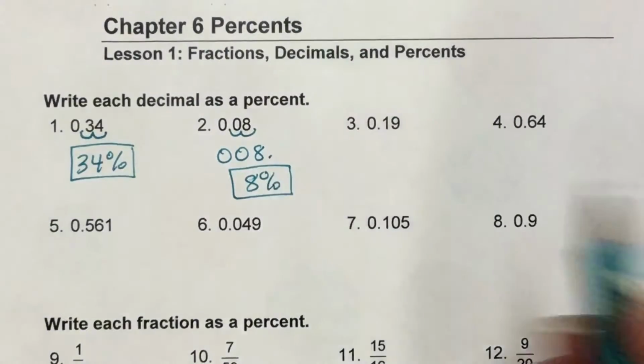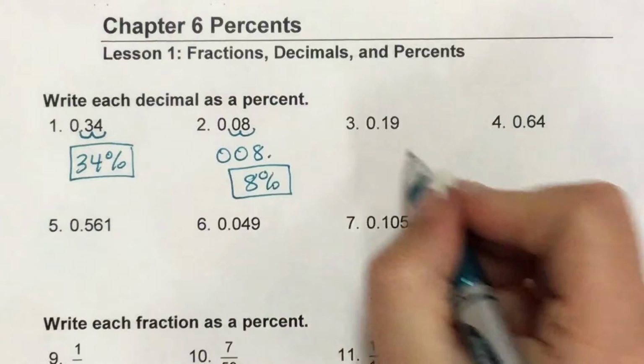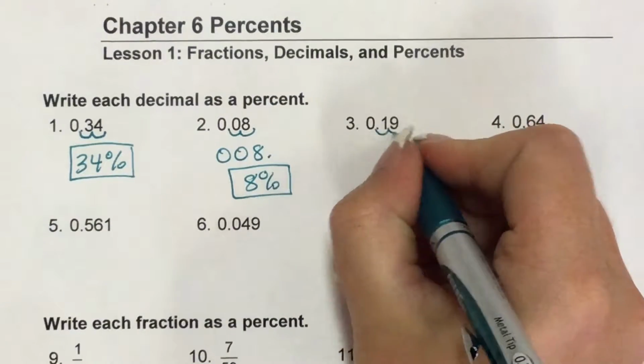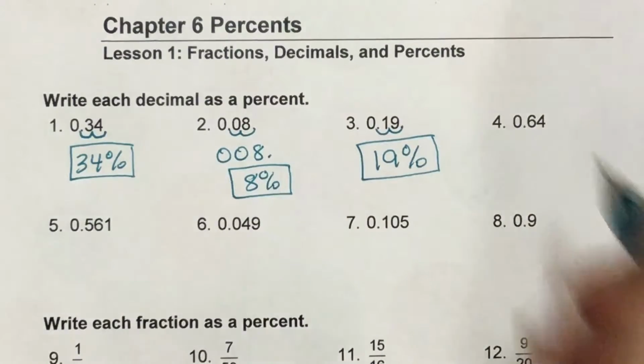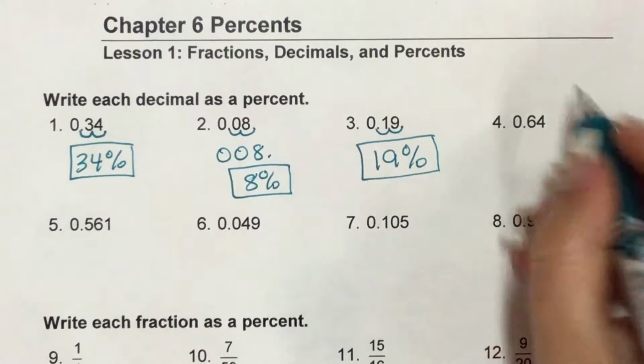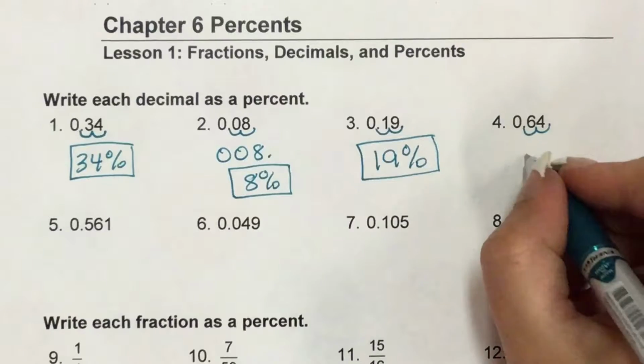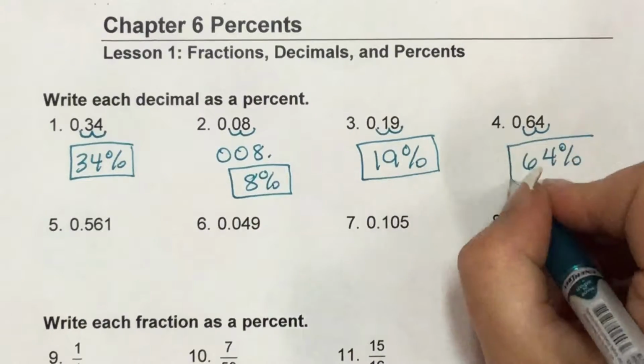All right, we are back. Let's go ahead and talk about number 3. We're going to move this 2 places to the right. 1, 2, we're left with 19%. So if you got that one right, great job. Number 4 is 0.64. We're going to move it 2 places to the right, which gives us 64%.